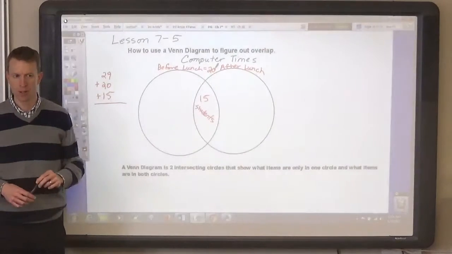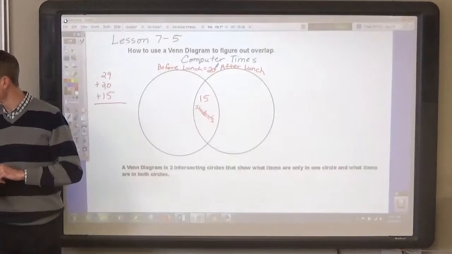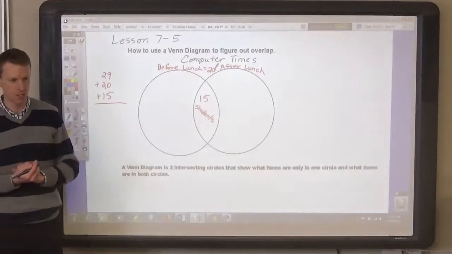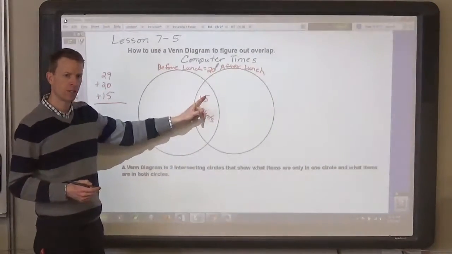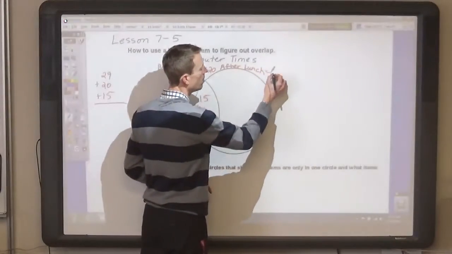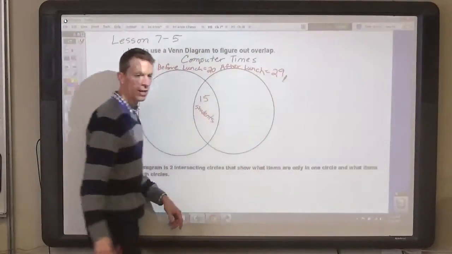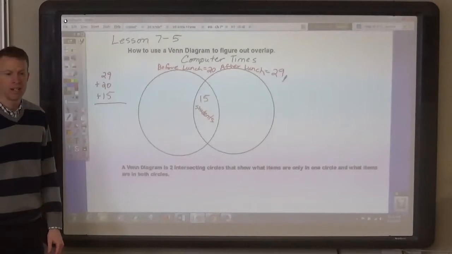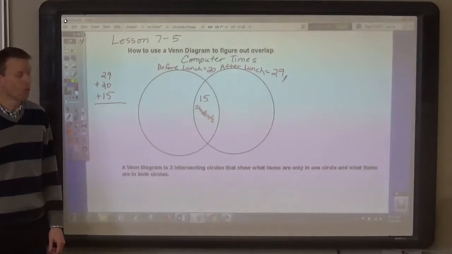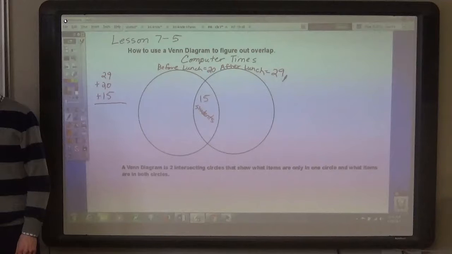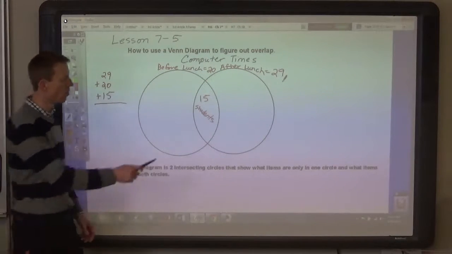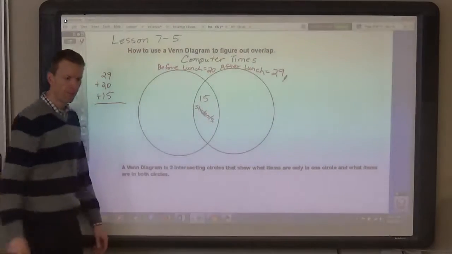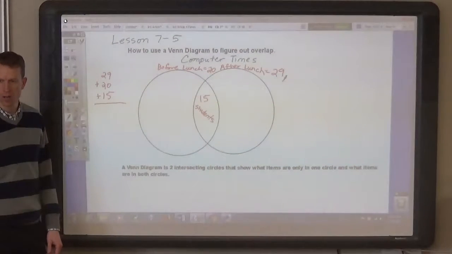Now, after lunch. It says 29 students want computer time after lunch. So we should label another circle after lunch, and write 29. Then it says that 15 students want time before and after lunch. And so that's why we know that there are 15 students that should be in both circles.